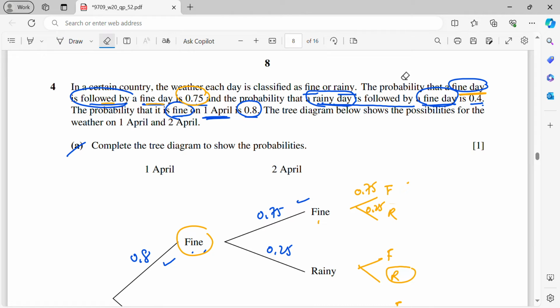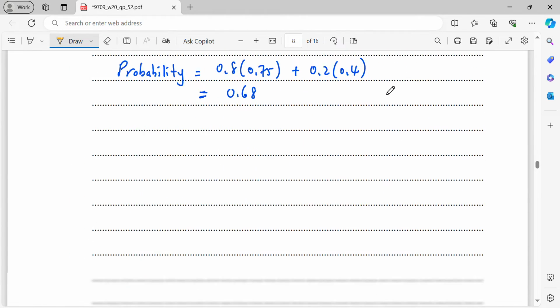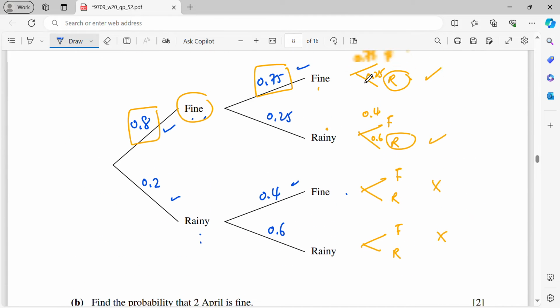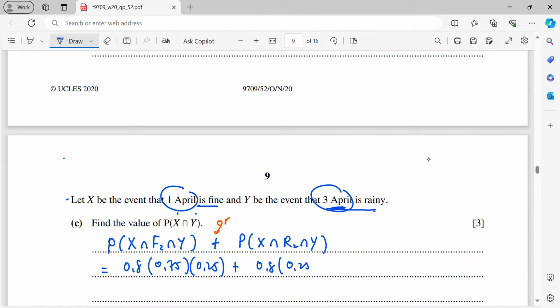Then now just the previous day, rainy day. A rainy day followed by a fine day is 0.4, so here 0.4 and this is 0.6. So now here I just need to get these two probabilities, which means 0.8 times 0.75 times 0.25. That is a fine day for the second day. Rainy day for the second day is 0.25, then times 0.6. Then this is going to be 0.27.